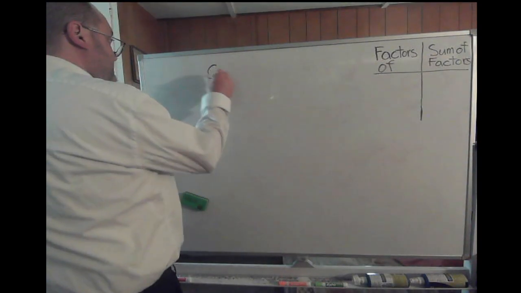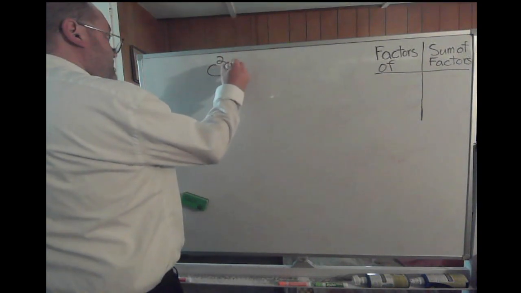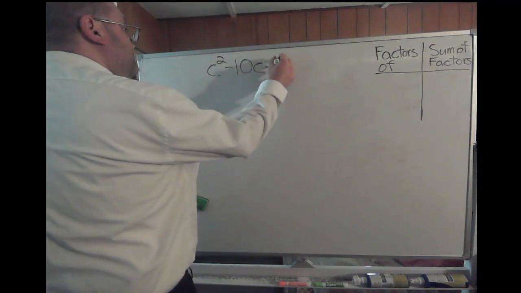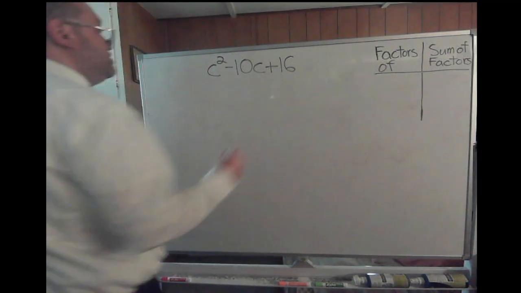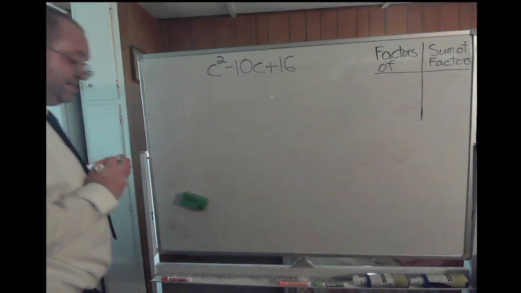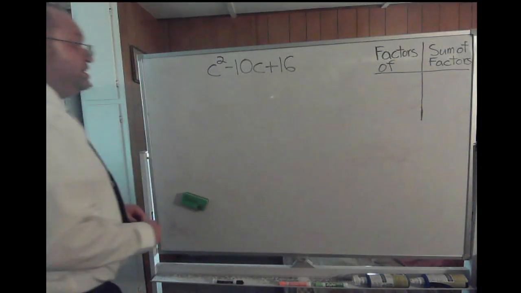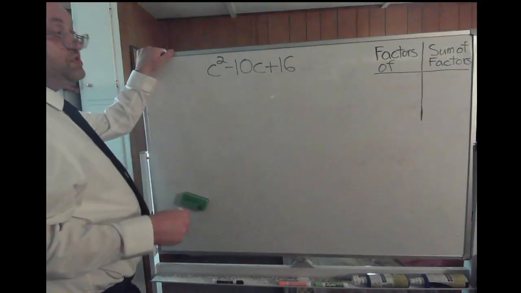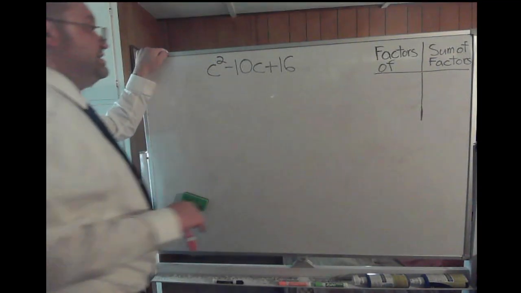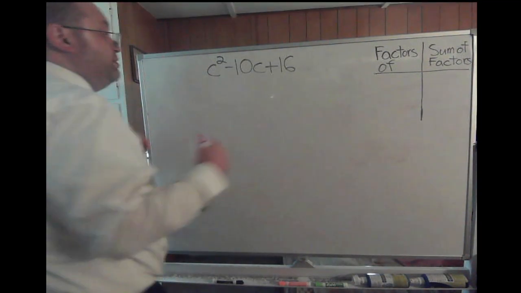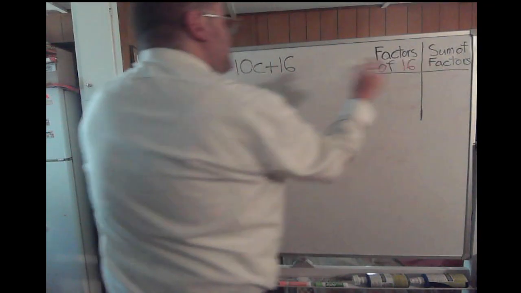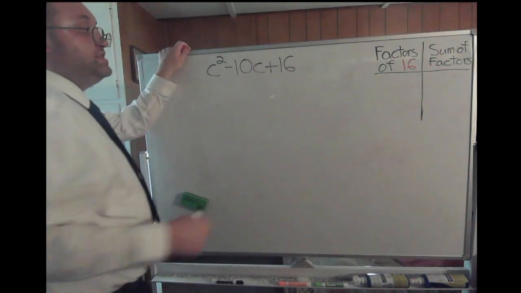All right. We got c squared minus 10c plus 16. So we got c squared minus 10c plus 16. Well, the coefficient on your c squared is 1, makes your life easy. We want to find factors of 16 though, that'll give you the middle term of negative 10.